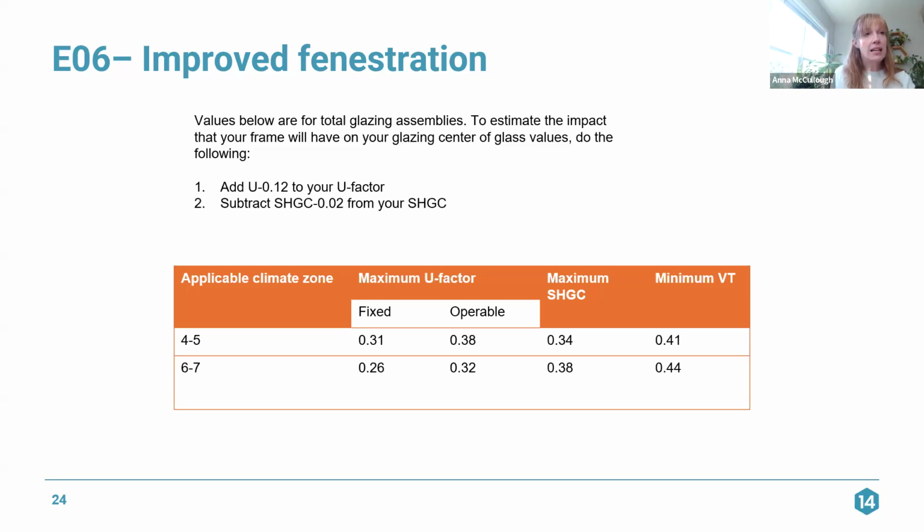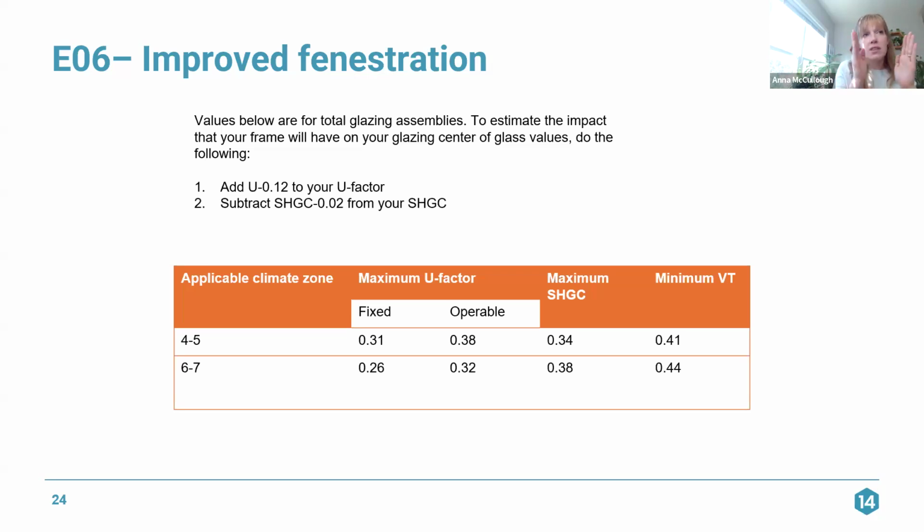But if you are looking at a glazing specification and you want to estimate if it will come in this range, you can add 0.12 to your U factor for a thermally broken frame. It's a pretty good frame. And subtract 0.02 from the solar heat gain coefficient specified as the center of glass.